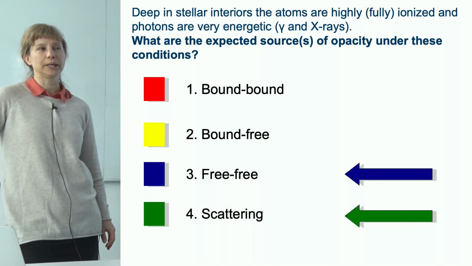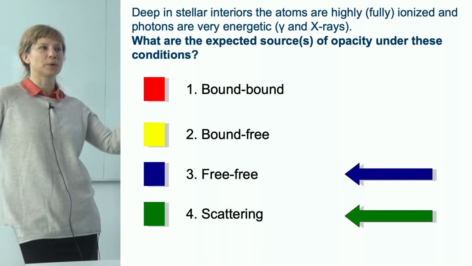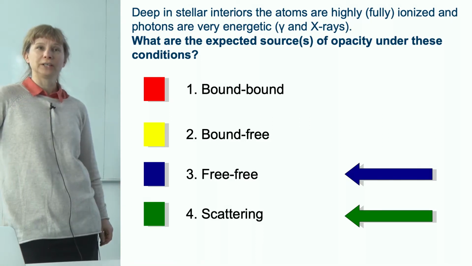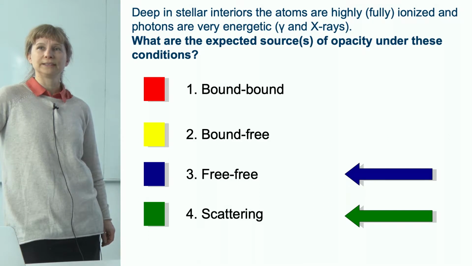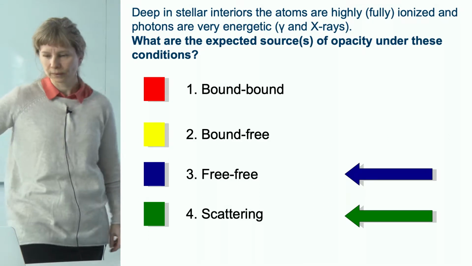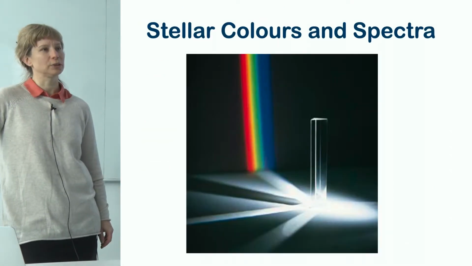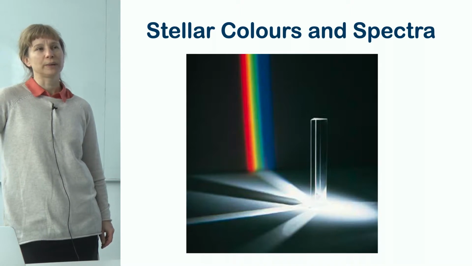Even in our sun, the energy that would be generated would be in the gamma region of the spectrum. But of course, by the time it scatters its way out, it is released in the green part of the spectrum-ish. Okay. So this comes back to the next part, stellar colours and spectra. So we've talked a little bit about opacity. So now we're going to relate this back to what we see when we see stars.